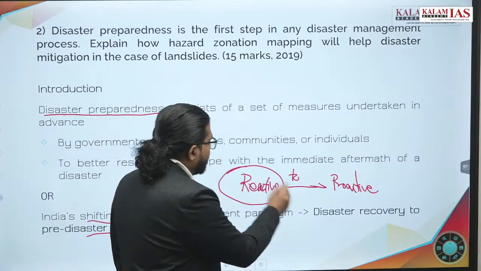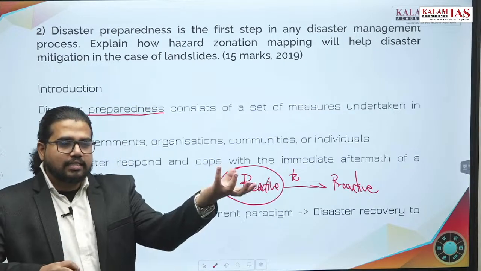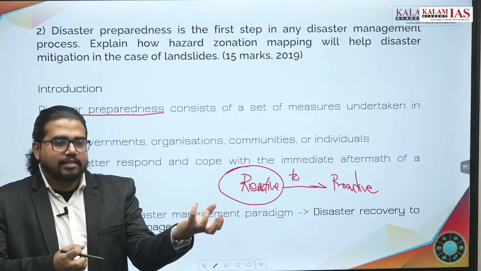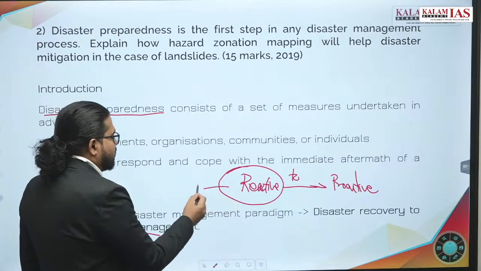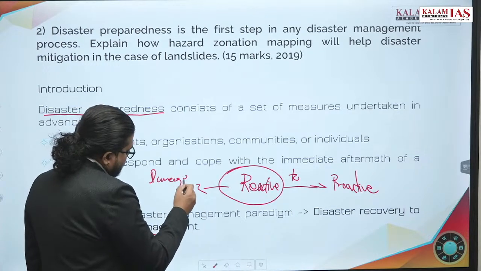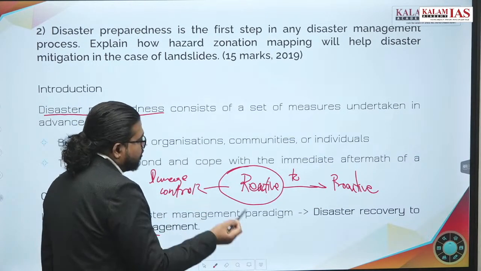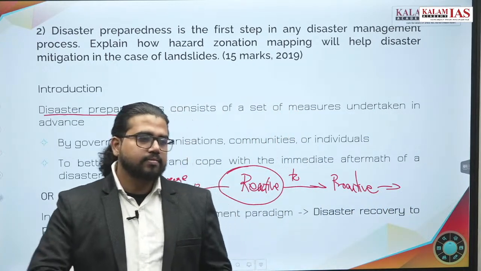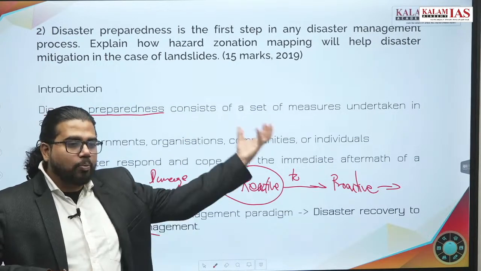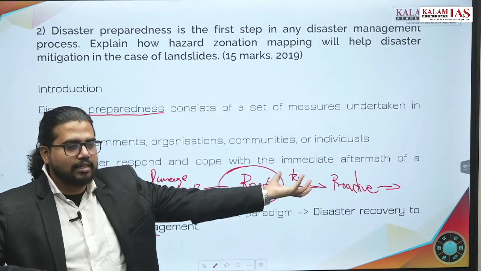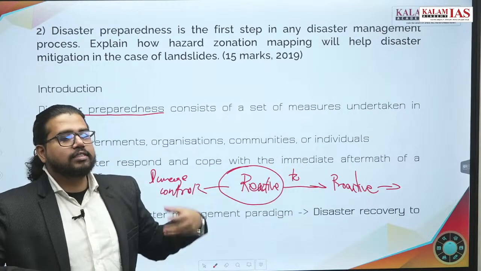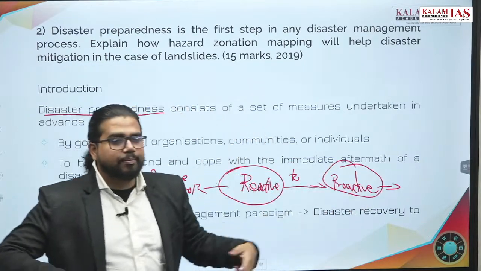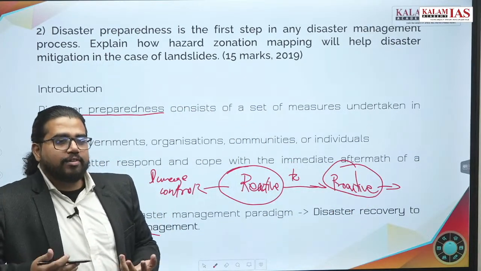In reactive you deal with the impact. Once a disaster has happened, what is your objective? Minimize the damage. Damage control measures are a major part of this. And what is in proactive? Even stopping the disaster, taking measures so that the disaster will not happen, or taking measures so that even before the disaster we are prepared. Early on we are doing preparation.